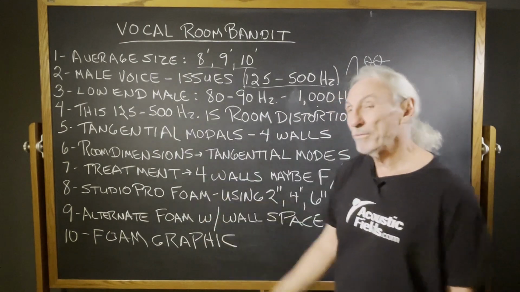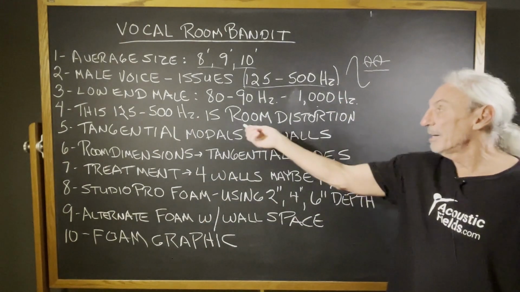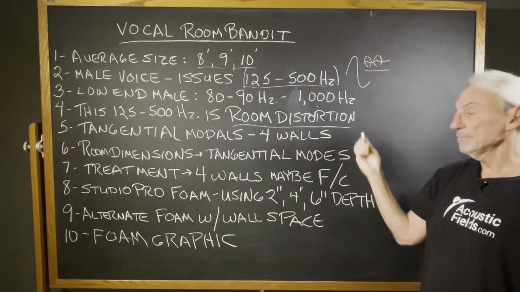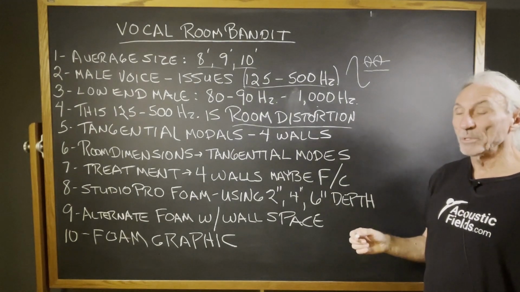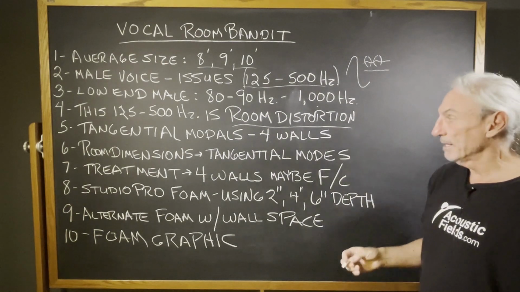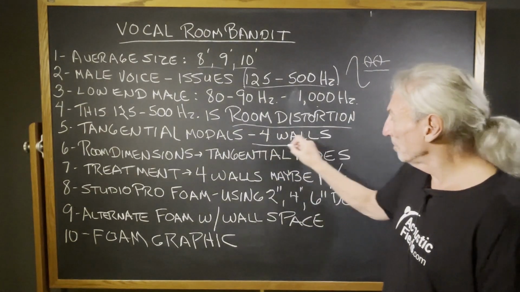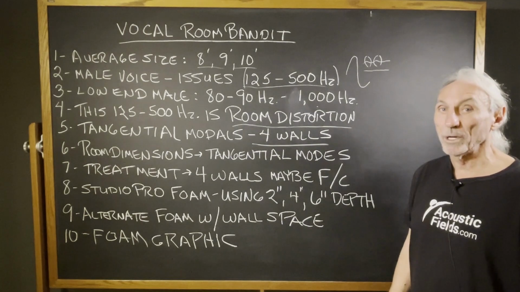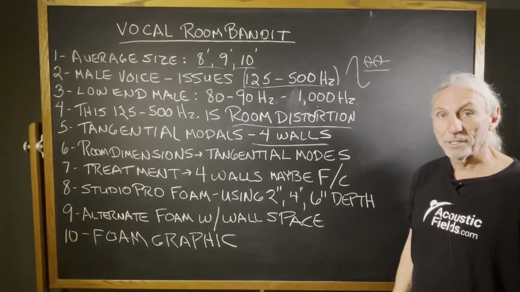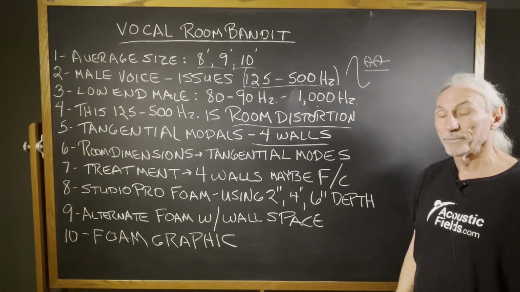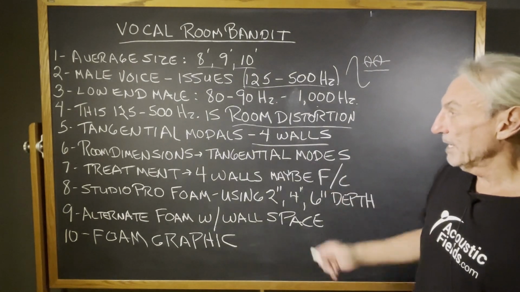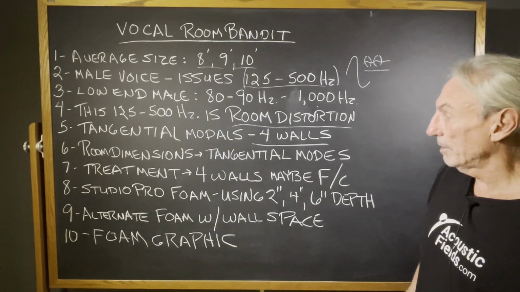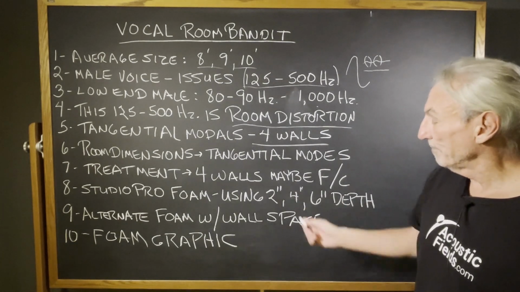This 125 to 500 cycle range, there's a lot of room distortion. So if you can't get it right, it's mostly due to your room. We have to manage that. And it's mostly due to the tangential issues, the four wall issues. So we've got no choice in a vocal room but to treat all four walls and the ceiling, okay? So we got the tangential modes, and those are all on the four walls. So how are we going to treat?